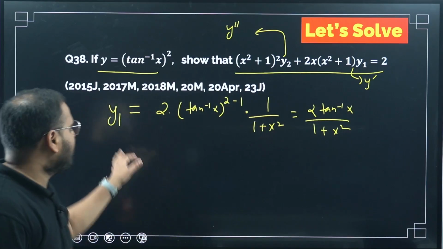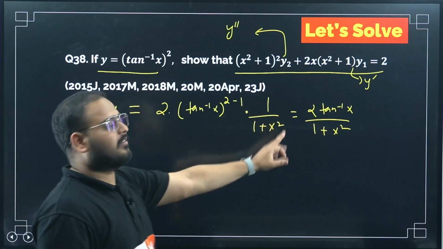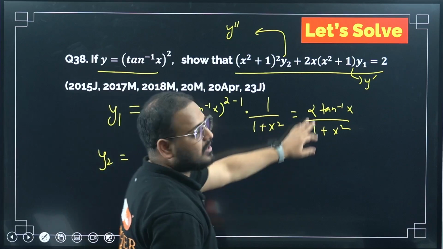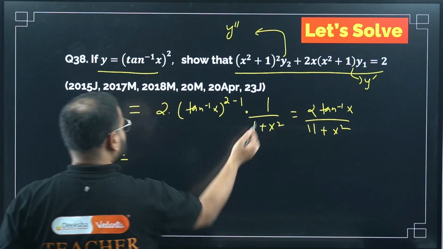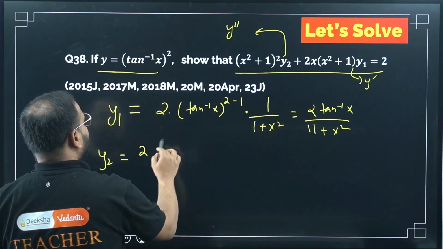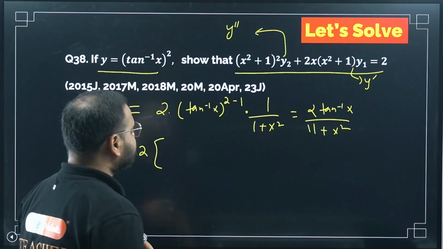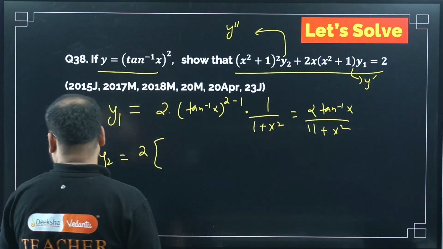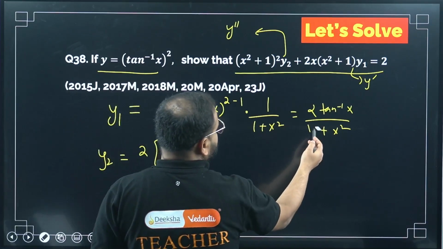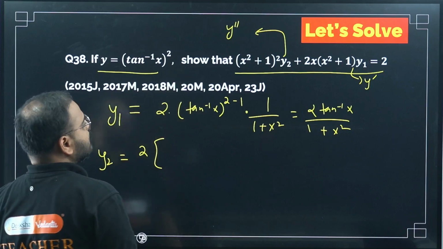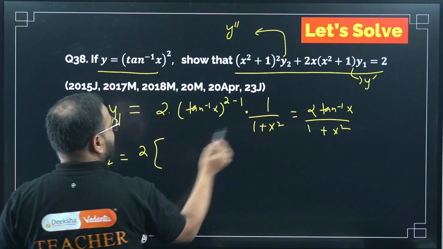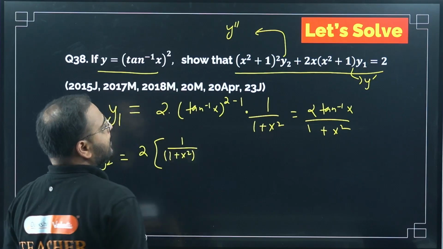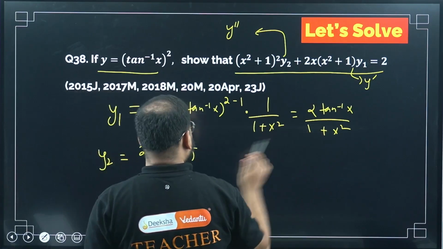Now what is the next thing? We have to find y2, the second order derivative. So y2 will be what? I have to use the quotient rule. For the numerator, 2 is a constant, I can keep it outside. For tan inverse, I'm going to get 1 upon 1 plus x square. And then I'll keep the denominator as it is.